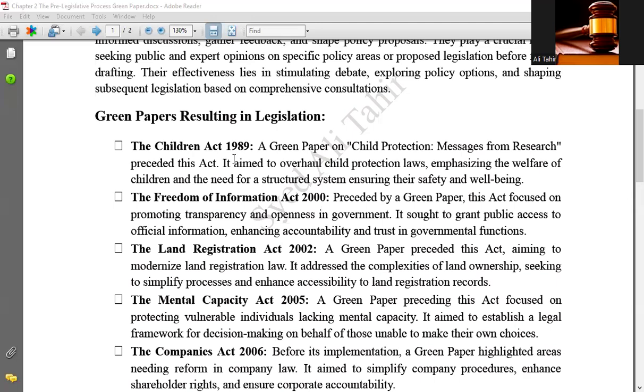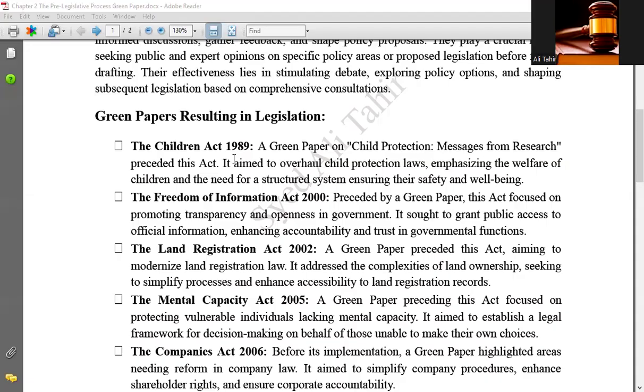This act focused on promoting transparency and openness in government. It sought to grant public access to official information, enhancing accountability and trust in governmental functions. Another example would be the Land Registration Act of 2002. The Green Paper preceding this act aimed to modernize land registration laws.